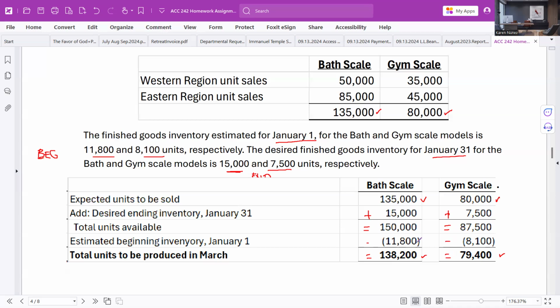So again, basic production budget. We want to make sure that we produce enough to cover our sales plus or minus the change in inventory.